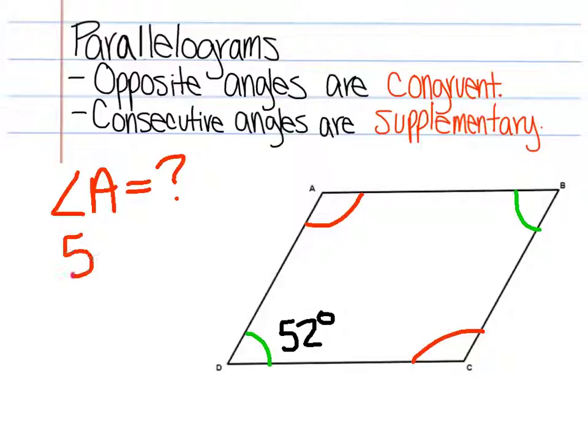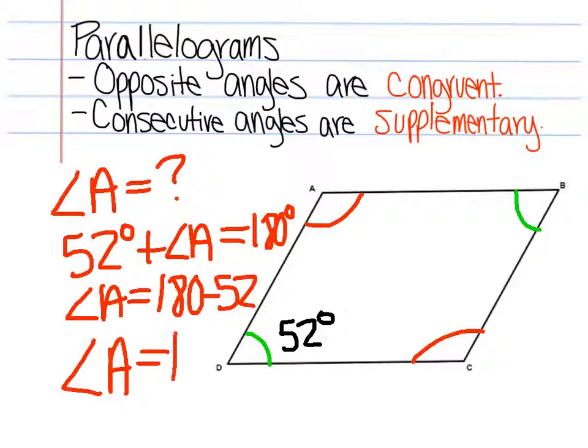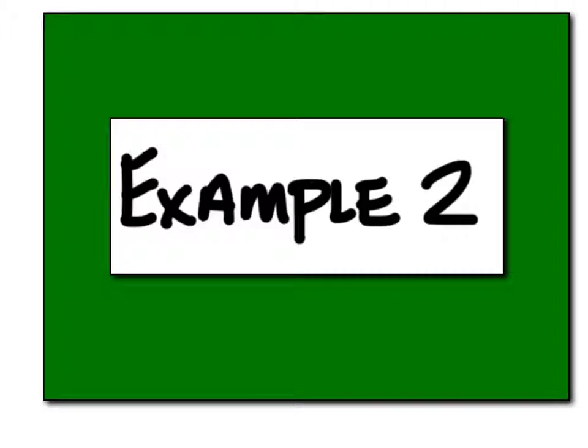Like 128. If angle A and angle D, these are consecutive angles because they're next to each other. When we add these, we're going to get 180 degrees because they're supplementary. So all we need to do is take 180 and subtract 52. What does that give us? 128. Alright, so angle A is 128 degrees. What's that mean angle C is? 128 degrees. Right, they're both going to be 128 degrees.